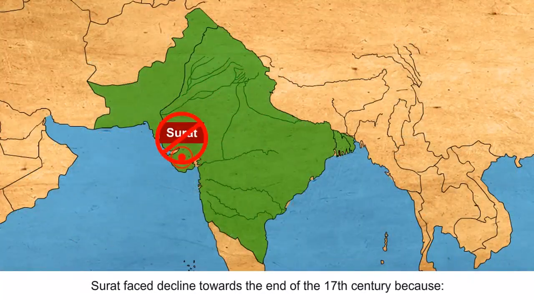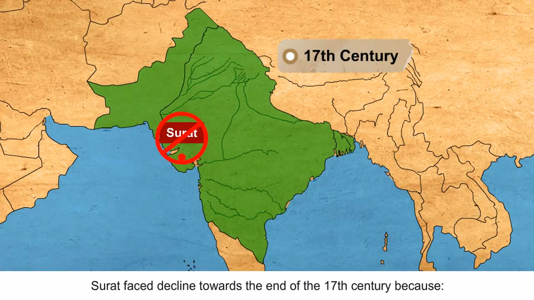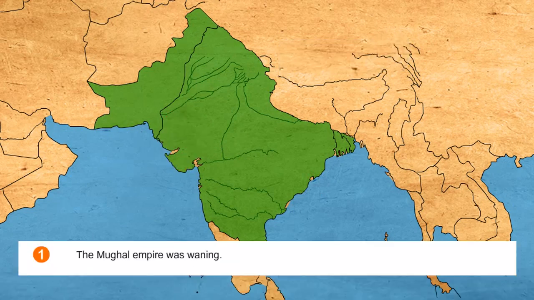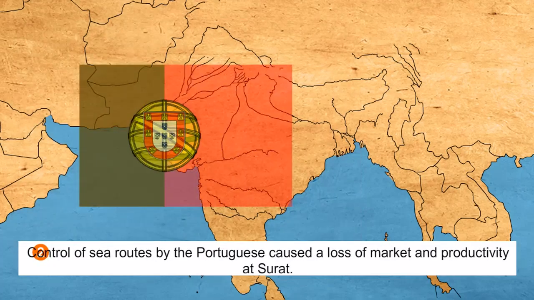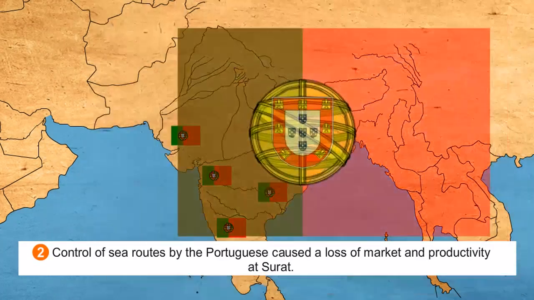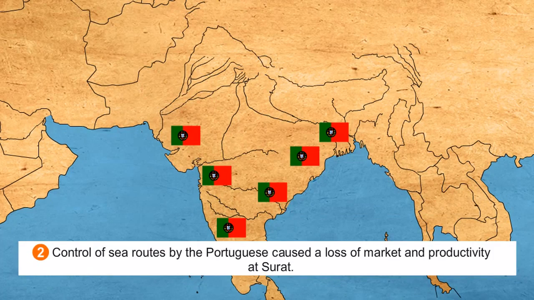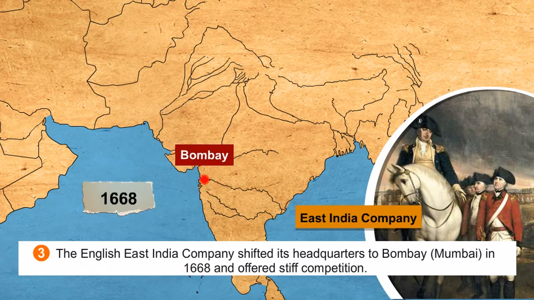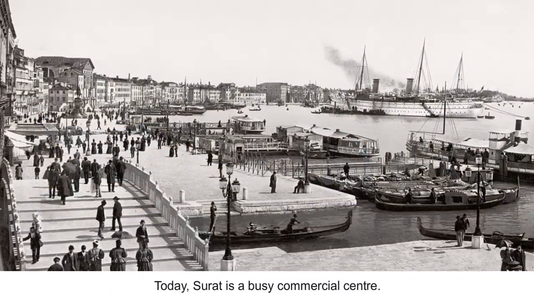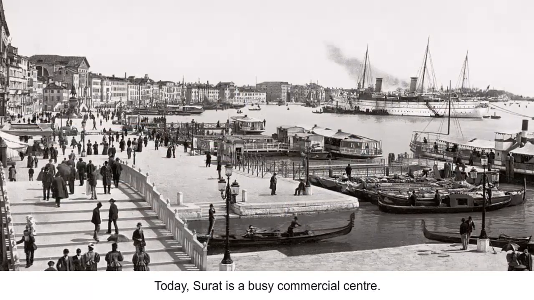Surat faced decline towards the end of the 17th century because: 1. The Mughal Empire was waning. 2. Control of sea routes by the Portuguese caused a loss of market and productivity at Surat. 3. The English East India Company shifted its headquarters to Bombay or Mumbai in 1668 and offered stiff competition. Today, Surat is a busy commercial centre.